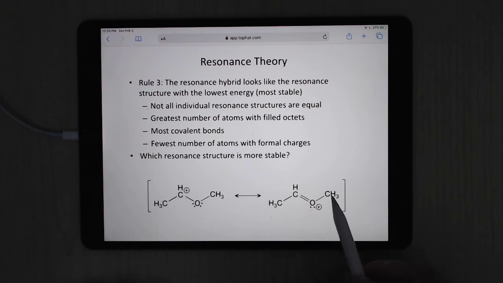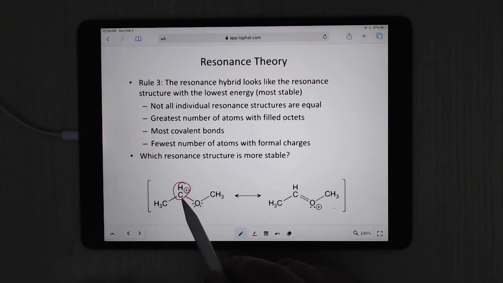1, 2, 3, 4. Okay. This carbon here, its octet isn't filled, right? Because it only has 3 bonds, right? 1, 2, 3. So it only has 2, 4, 6. Here, it has 1, 2, 3, 4. Oh, it's because of 4 bonds.